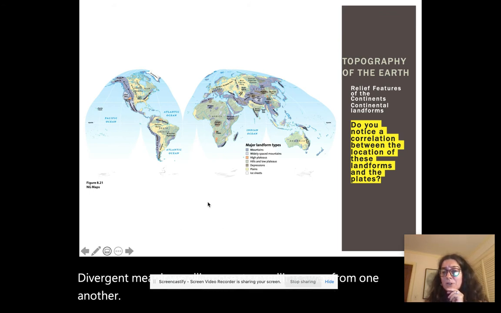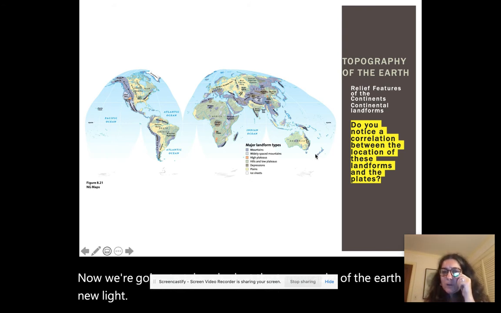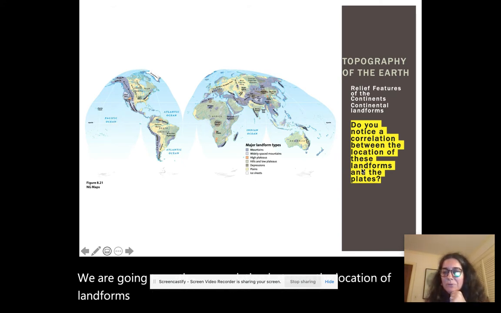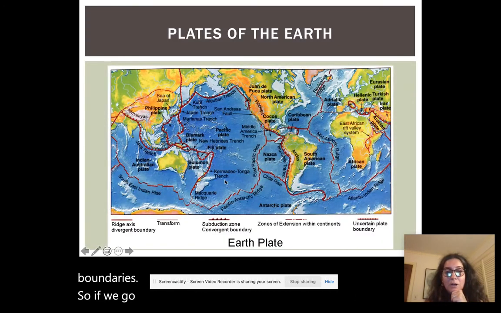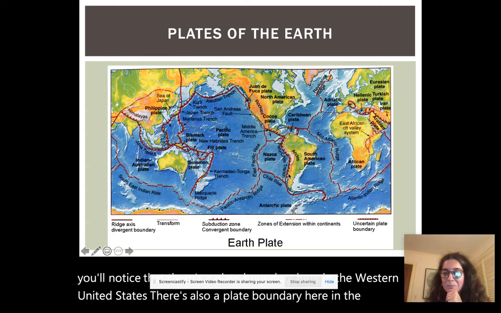Now, we're going to take a look at the topography of the Earth in a new light. We are going to notice a correlation between the location of Earth's major landforms and our plate boundaries. So if we go back and look at where our plate boundaries are, you'll notice that there's a plate boundary here in the western United States. There's also a plate boundary here in the western part of South America.